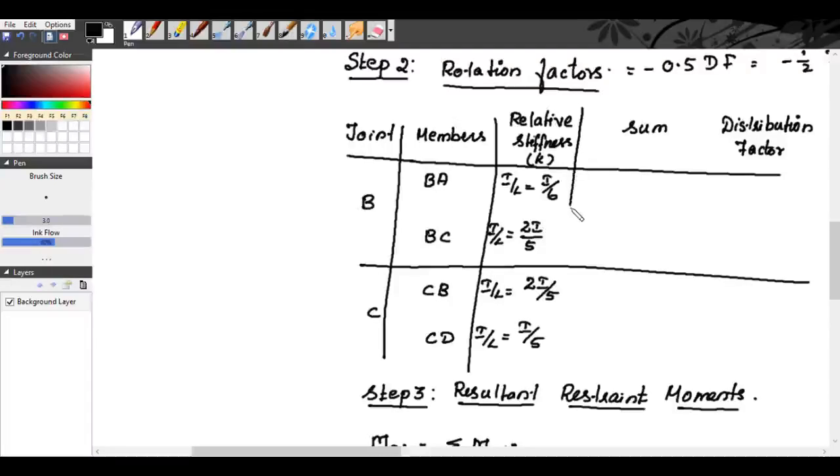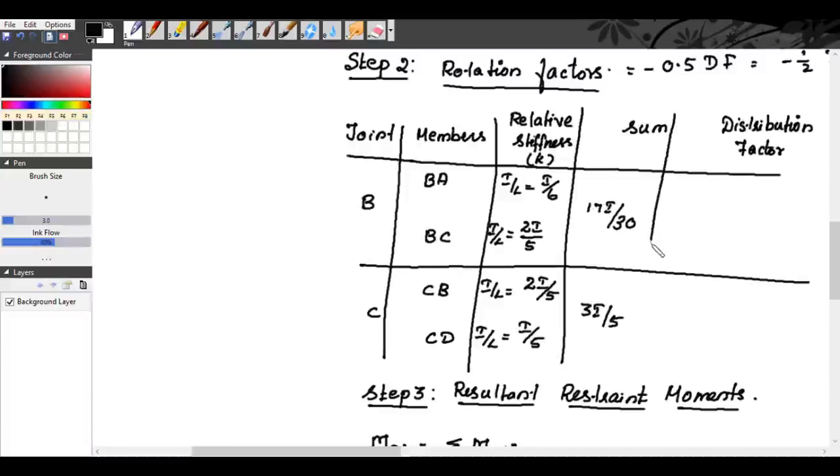Now we will consider the sum. We will take the sum, that is I by 6 plus 2I by 5. We get 17I by 30. Similarly, 2I by 5 plus I by 5, we get 3I by 5.